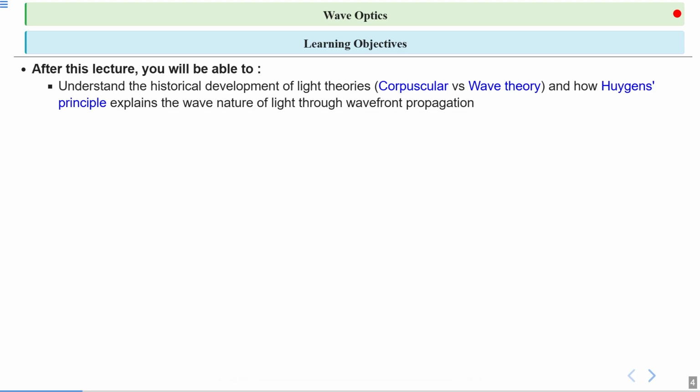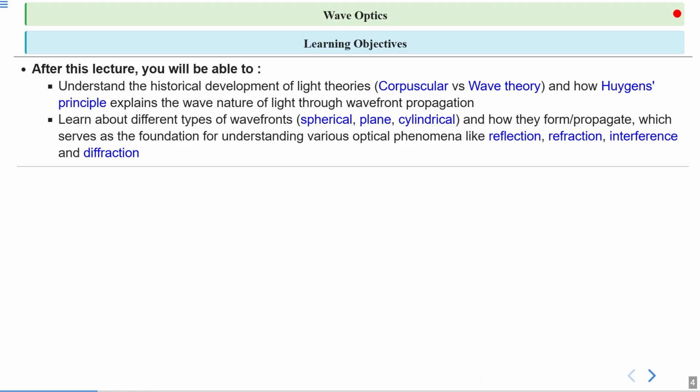So you will be able to understand the historical development of light theories, focusing on the debate between the corpuscular theory and the wave theory. Pay special attention to Huygens principle, which is crucial for understanding how light behaves as a wave. This principle explains wavefront propagation, a fundamental concept in wave optics.